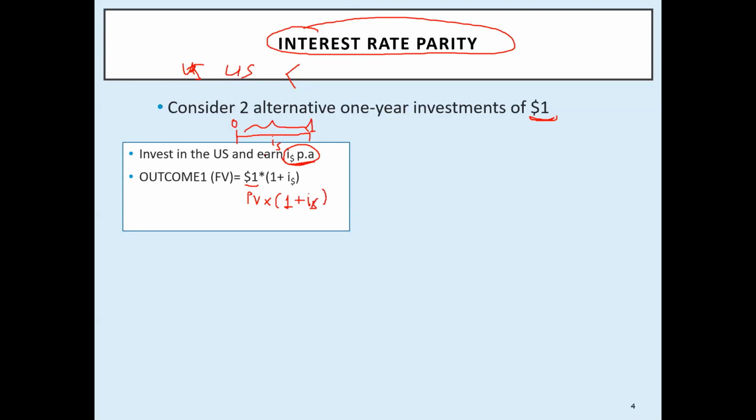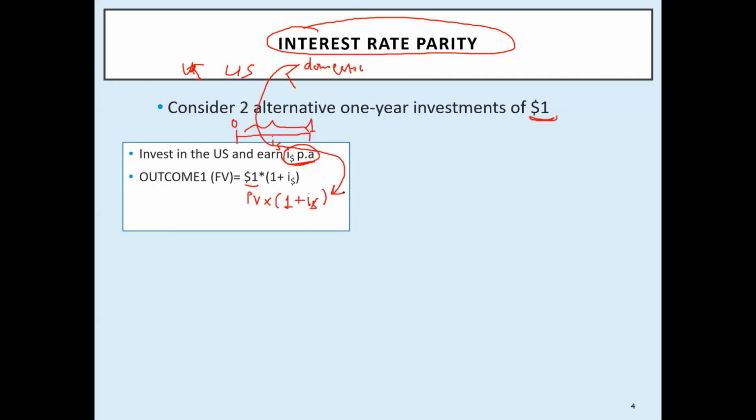So at the end of the year, I would get back my principal, which is $1, and I will earn an interest of i%, the US interest rate, so that after 1 year, my investment outcome would be $1 times 1 plus the interest rate in the US. So here with my domestic investment, after 1 year, I have earned this much.